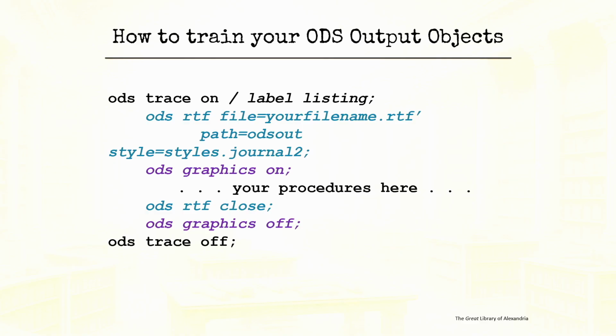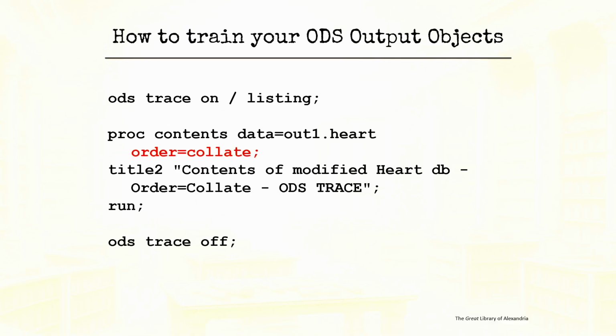So that allows you to access that output object directly. But there's another way to deal with that, but that's coming up next. So here we're showing how ODS trace works. We're going to run a proc contents, and I'm using order equals collate because options can make a difference in your ODS output objects.